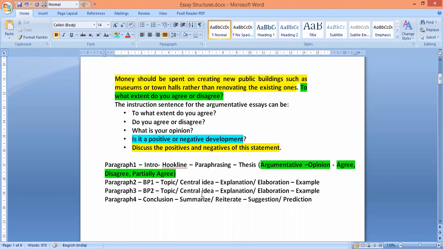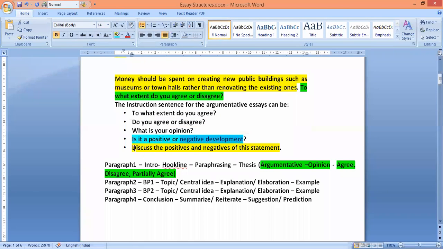That's true. So the thing is, what are the key features of argumentative? First, it will ask for an opinion. They are asking for an opinion. Is it a positive or negative development? There is a question mark. Do you see question mark everywhere? To what extent do you agree? Do you agree, disagree? What is your opinion? Is it a positive or negative development? So they're asking you. If they're asking you, it means they're asking for your opinion.